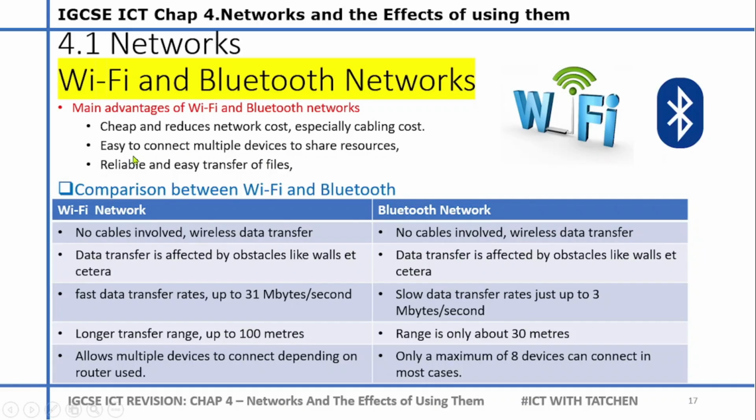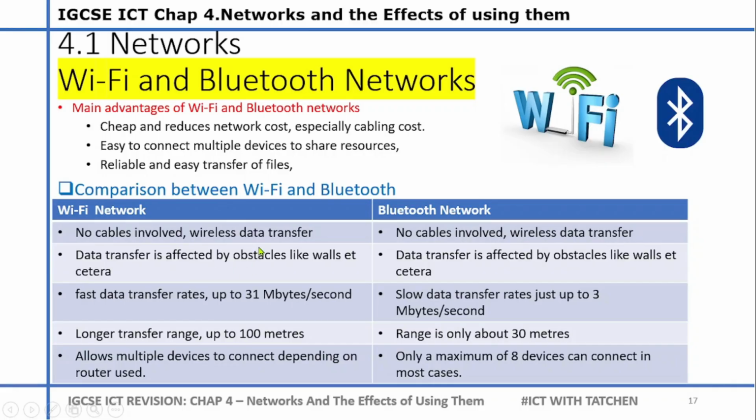Another point is that they are easy to connect multiple devices to share resources. So it's possible for you to connect multiple devices on a wireless network. And we also have reliability and easy transfer of files when you deal with this network. So there's encryption, meaning your network is reliable and you can easily transfer files.